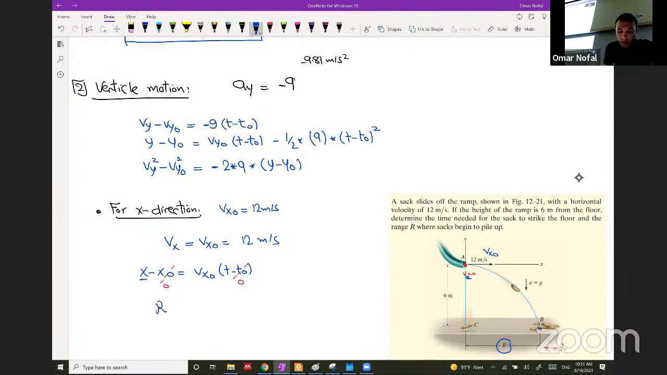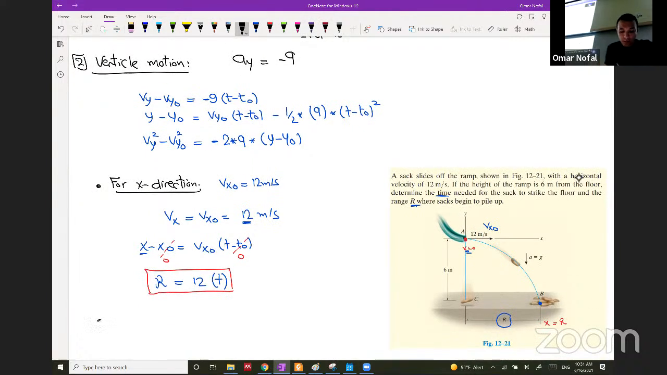So you will have R equal to Vx node, 12, multiplied by T. So here we have two unknowns: the required one, the range R, and the time T. We cannot solve this right now, so we will have to go to the Y direction so we can get some unknowns.